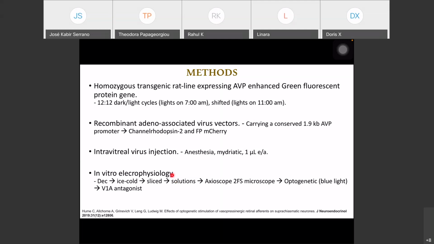For the in vitro electrophysiology study, they first anesthetized the rats and then decapitated them. They took their brains and immersed them in ice cold solution. Then they were sliced and put in different solutions. To view the slices, they used an Axioscope 2FS microscope. For the optogenetic stimulation, they used blue light. And finally, they applied the V1A antagonist to see if there was an effect on the evoked response.